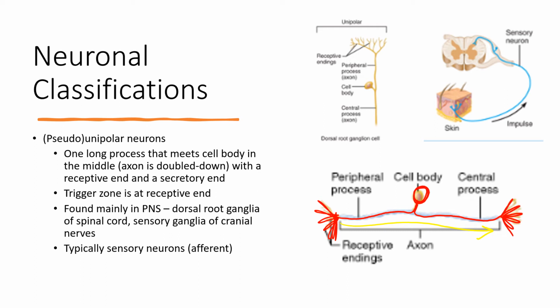Both of those, the peripheral process that's attached to the receptive endings and the axon attached to the axon terminals, is continuous. These are mainly found in the peripheral nervous system at the dorsal root ganglia of the spinal cord. We'll talk about the spinal cord arrangement later, but know that dorsal means back. A ganglion is a cluster of cell bodies in the peripheral nervous system. So along the back part of the spine, where the nerves come out of the spinal cord, there are cell bodies accumulated there. That is where you're going to find these nerves. And those all have to do with sensory information, bringing sensory information into the central nervous system.